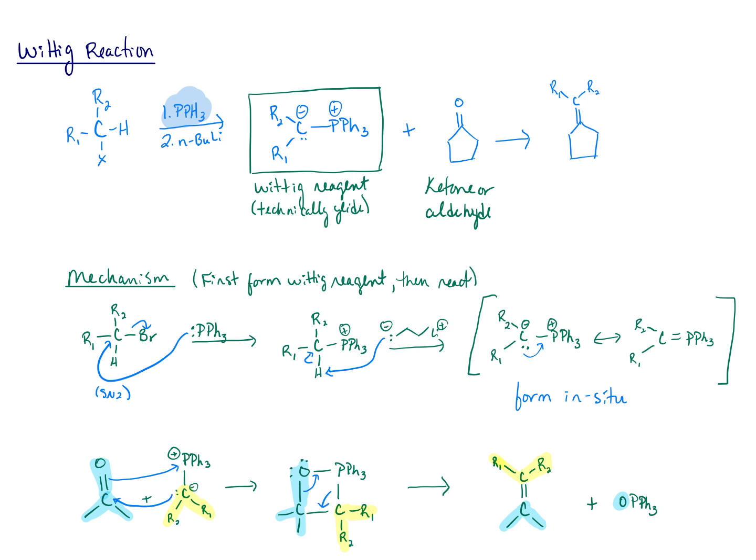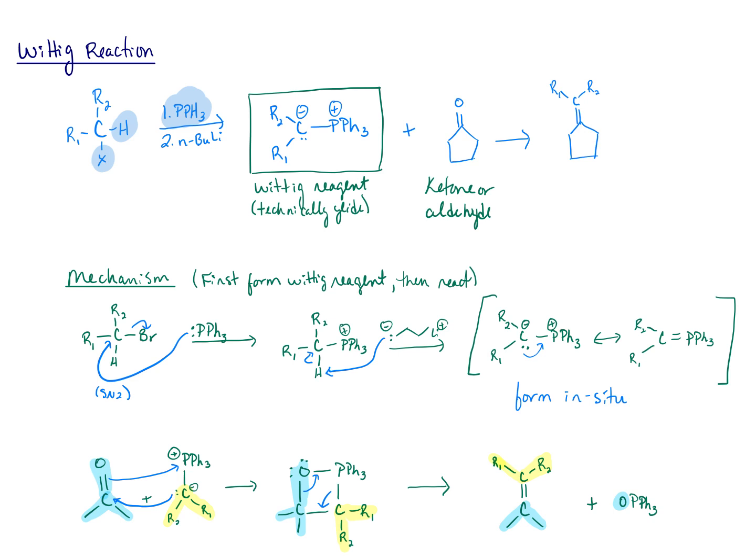Okay, so we need to have some type of alkyl halide, and we need to have that carbon also have a hydrogen here. So the first thing that we do is we make a Wittig reagent in situ. This is something you make really quickly and then you go ahead and use that.